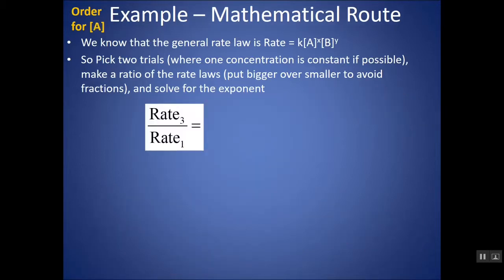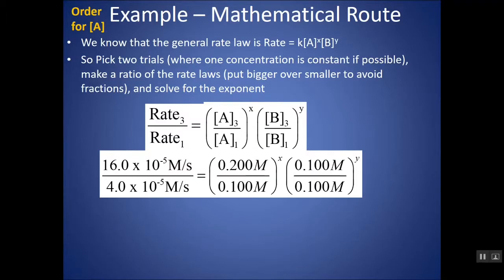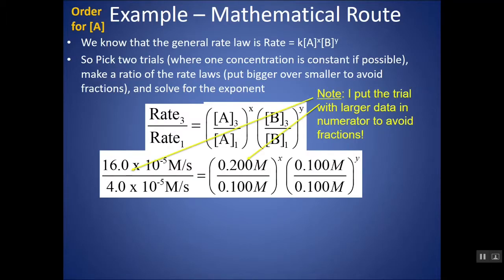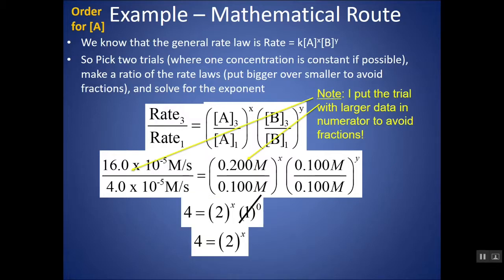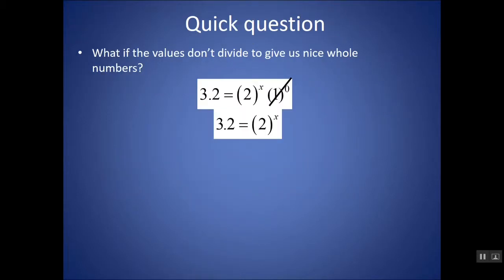And just showing you the mathematical route for if I were solving for A, again I put the larger trial on top to avoid fractions. Mathematically, I end up getting 4 equals 2 to the x power. Oh, x is 2. So this is just showing you that you can show this mathematically, or you can do it on inspection. These are two different techniques that you can use.